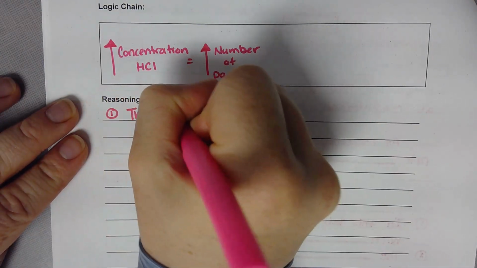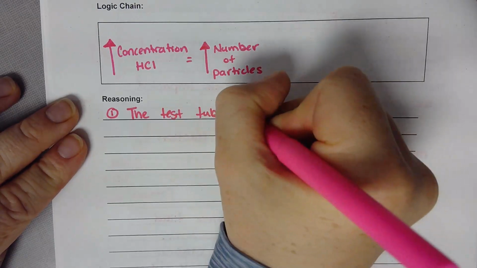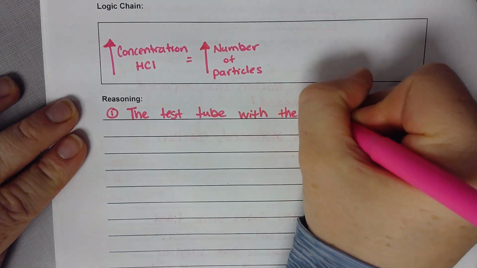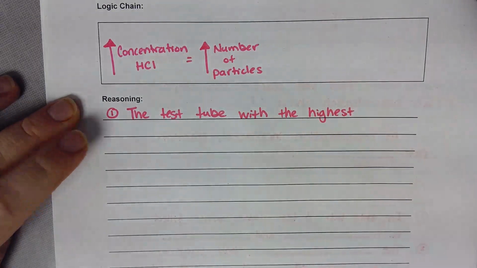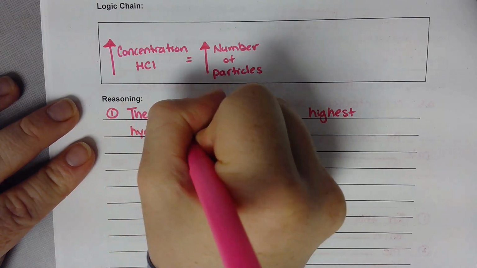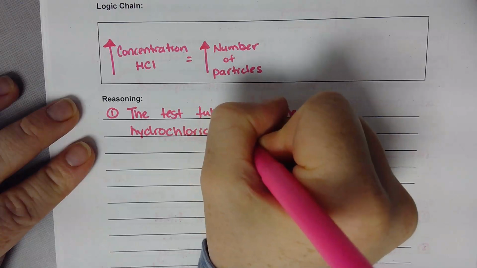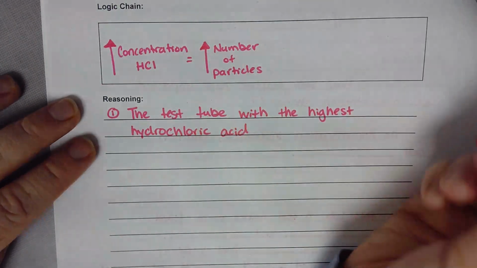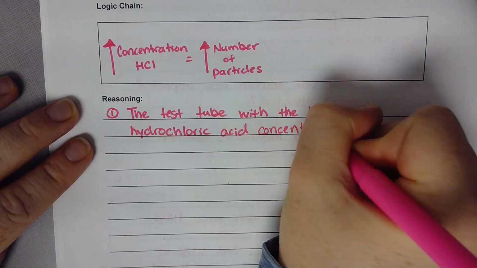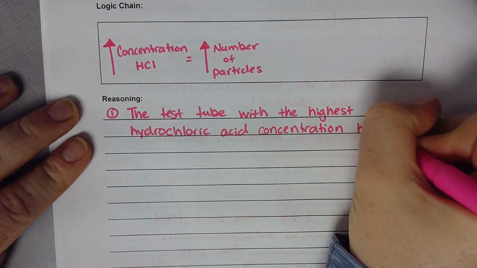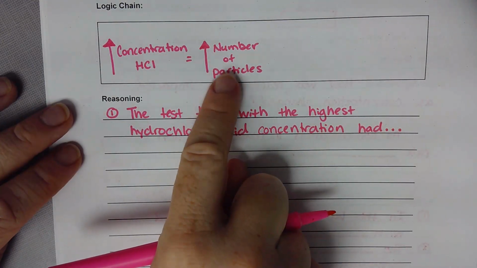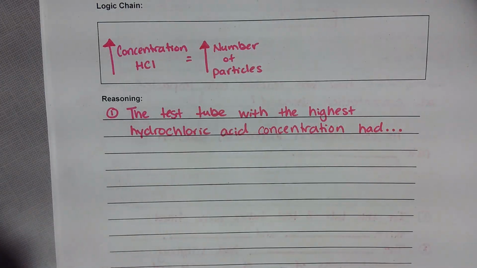The test tube with the highest, and then you always want to write the full word once, hydrochloric acid concentration had blank. And then tie this in. You need to talk about number of particles and how those particles are changing.